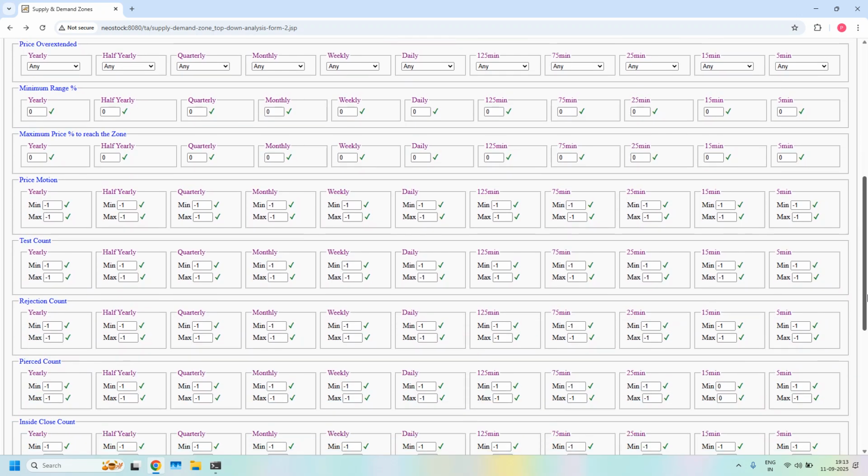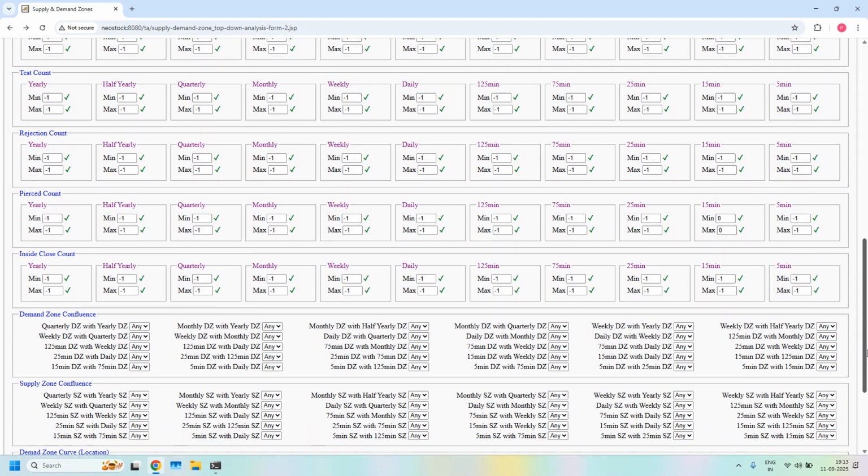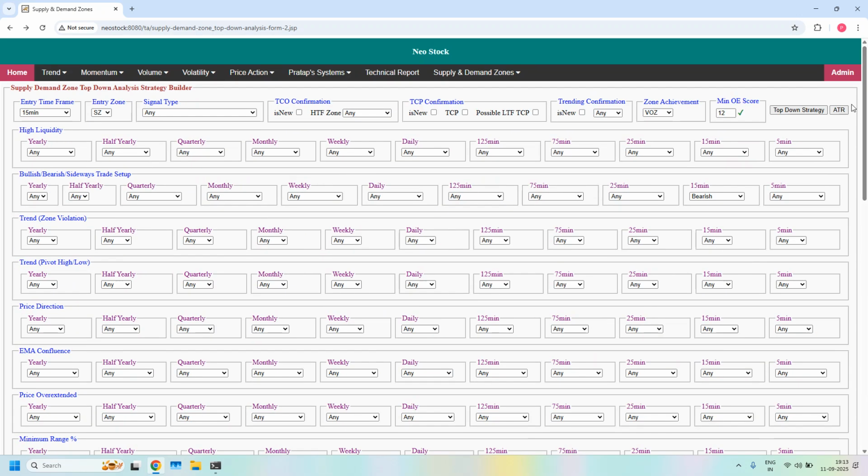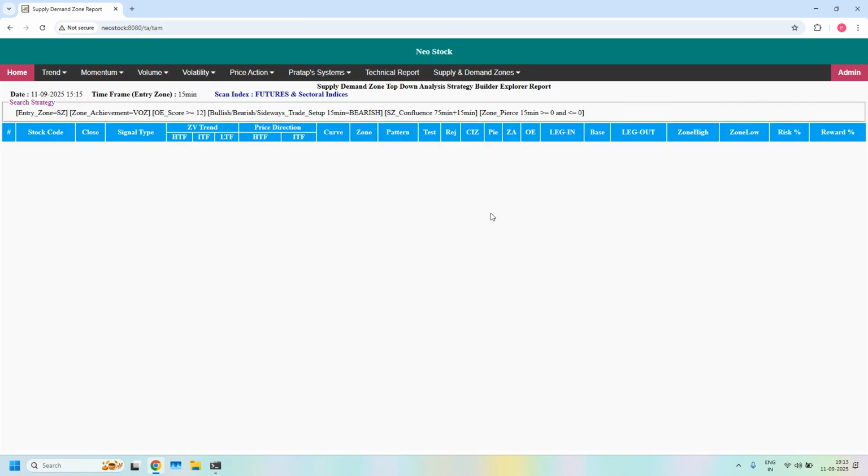So I'm checking LTF and ITF supply zone confluence, that is 15 minutes and 75 minutes. So that is not having any high probability setup. So this is daily income trade reports.